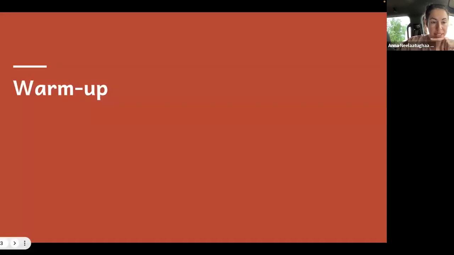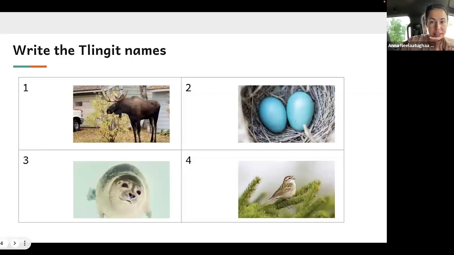Okay, a little warm up just to get us going again. Same format as last week. Go ahead and take a pen and paper, whatever you have to write with, and just the best you can, write the Tlingit names of the items you see here. And don't stress too much about getting it spelled just right or anything like that. Just do your best. The purpose of this is just to get your mind thinking about the Tlingit names. So I'll give you a couple minutes.